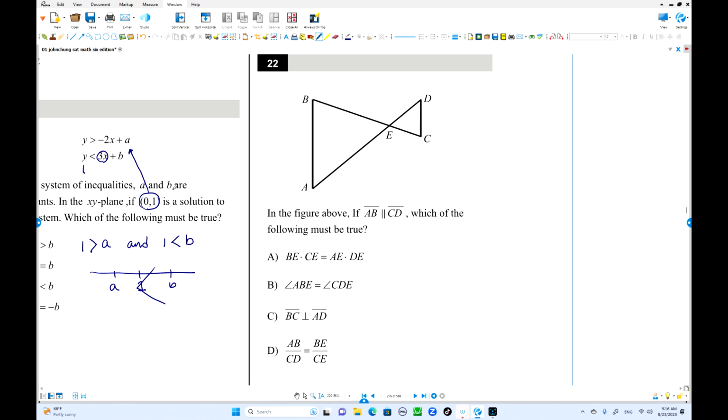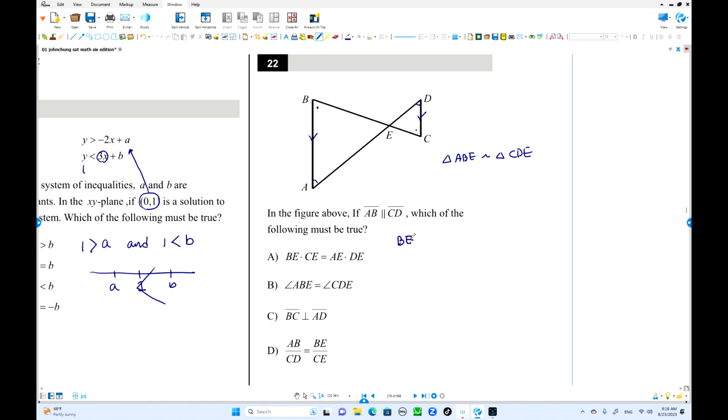Number 22, which of the following must be true? This is parallel. So triangle ABE is similar to triangle CDE. Okay, angle, similar, right? So which of the following must be true? BC and CE, and AE and ED. Okay, this side corresponds to what?